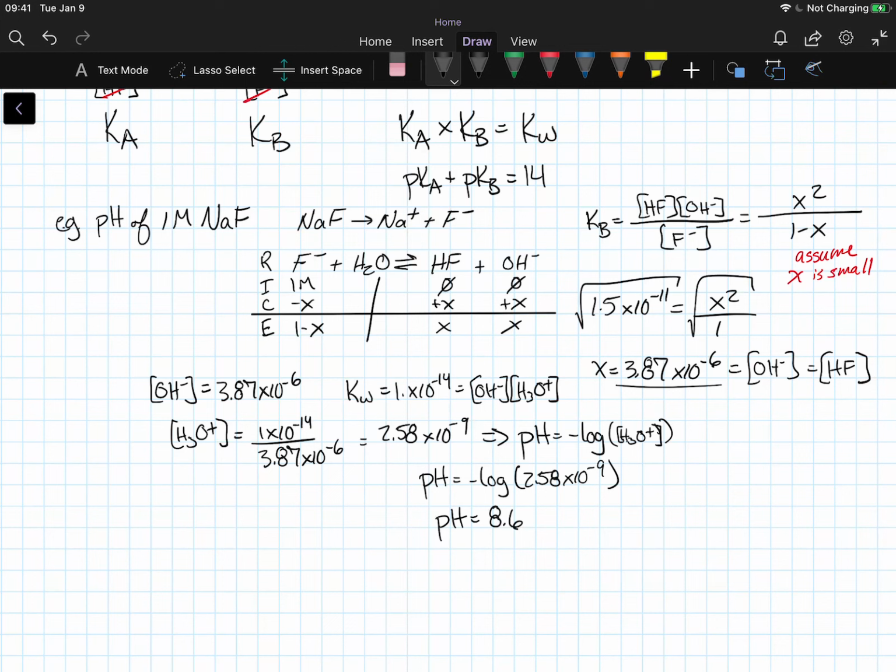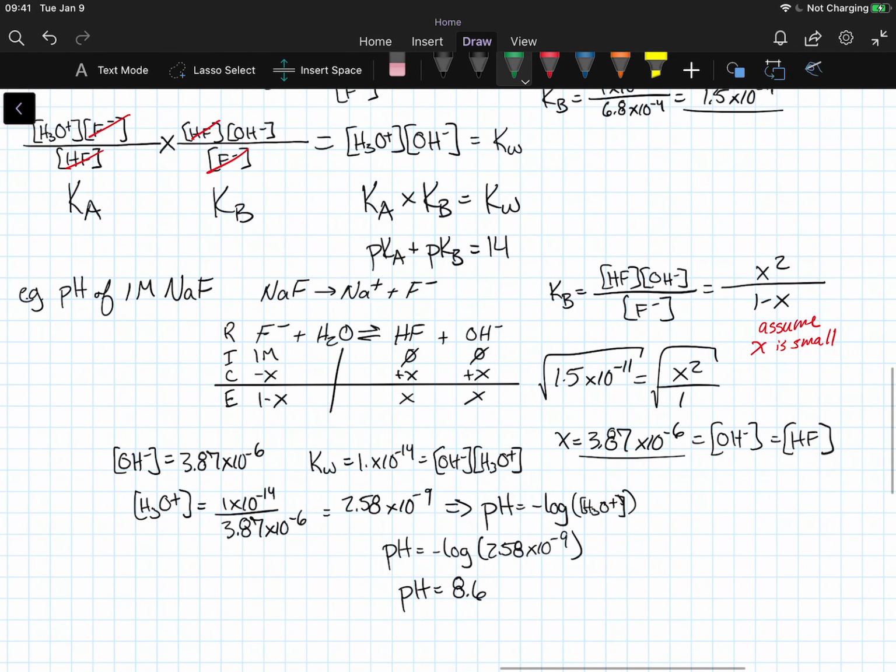And let's just double check to make sure that makes sense. We said that because of the fluoride solution, it's acting as a weak base, so it's going to make the solution basic. It should be greater than 7, between 7 and 14. 8.6 is definitely greater than 7. And sure enough, this solution is basic.